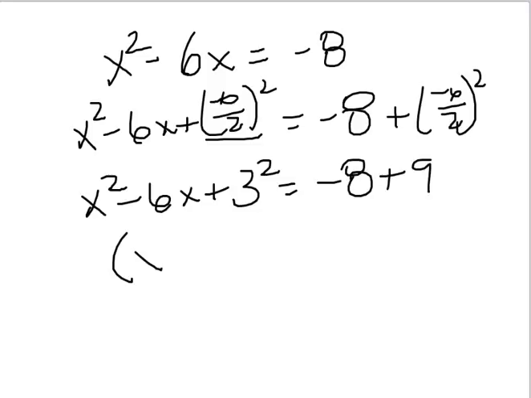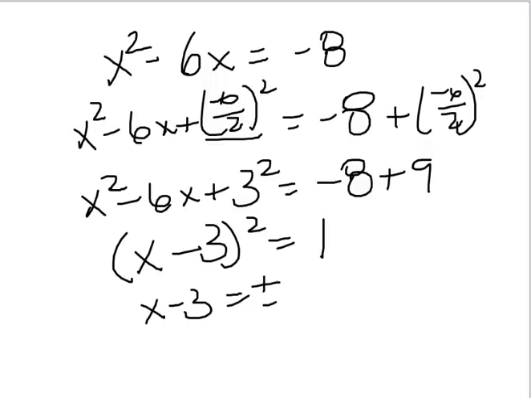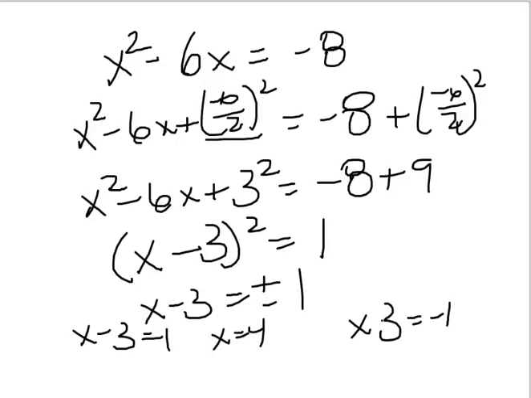So this is going to be x minus 3 squared equals 1. So x minus 3 equals plus or minus 1. So x minus 3 equals positive 1. Add 3 to both sides, you get x equals 4. Or x minus 3 equals negative 1. Add 3 to both sides, and you get x equals 2. So my solution set would be 4 and 2.